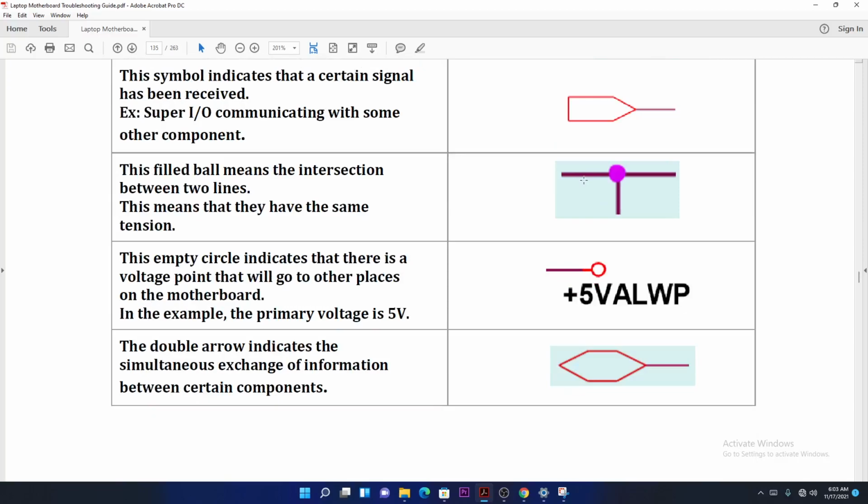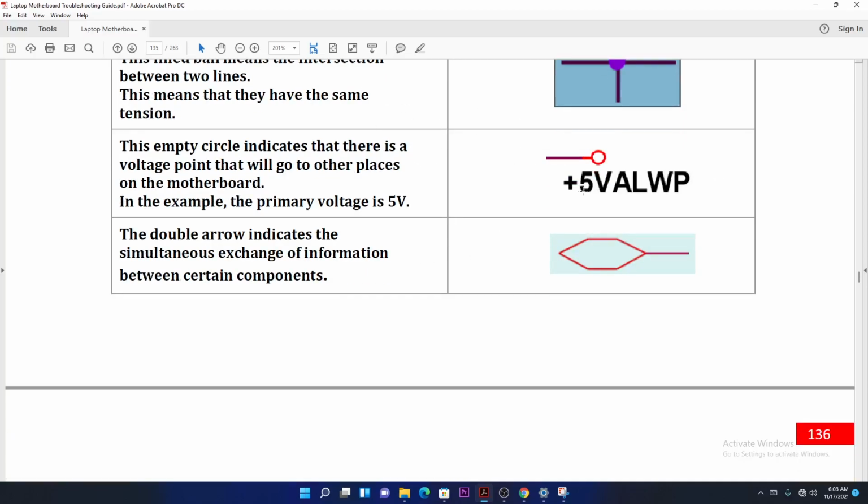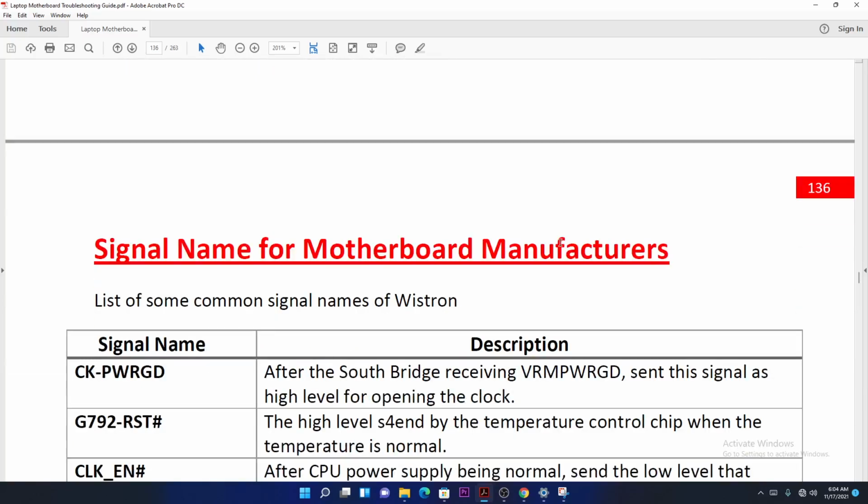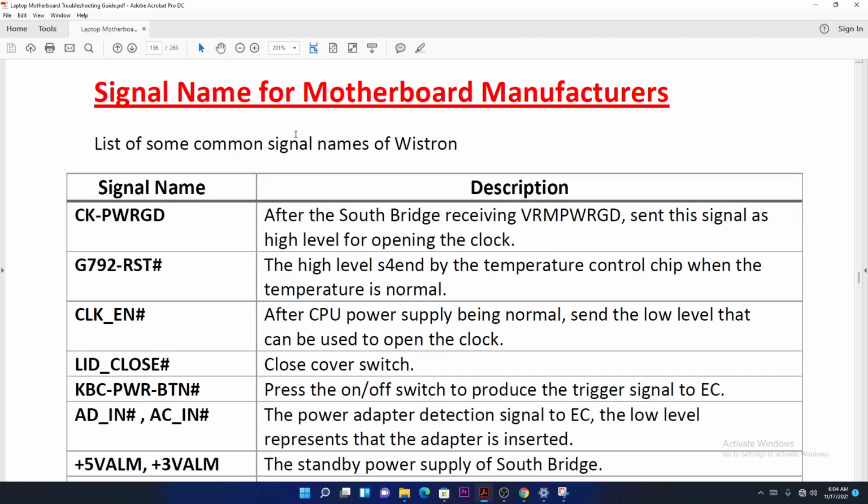All right, and then this one is a T junction. It means wires are connected there. It means it's an interconnection, the intersection there. And this one here with a circle means the signal is going to some other places. It means it still continues to some other places. And then this one here, use common sense as well. It means it simultaneously exchanges the information in and out. Okay, let's move on.